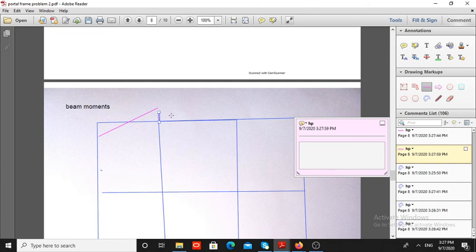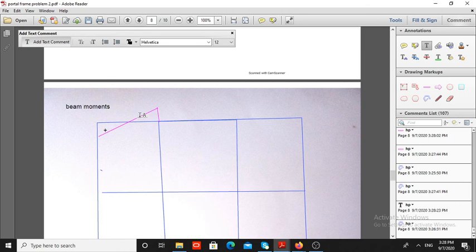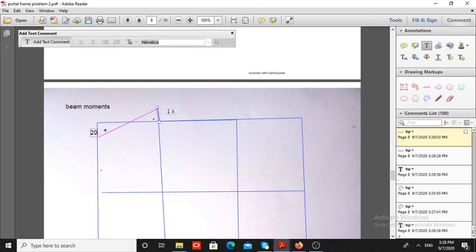Here this is sagging, so at the supports draw the sagging moments inside the beam. Okay, and this value is positive. This value is positive, and this value is negative, and the value is 20. Here also the same value, 20.